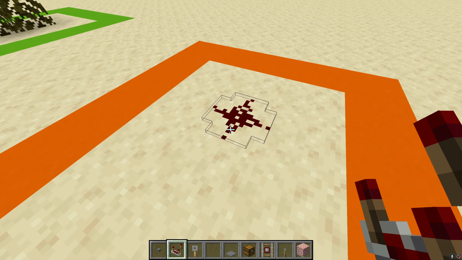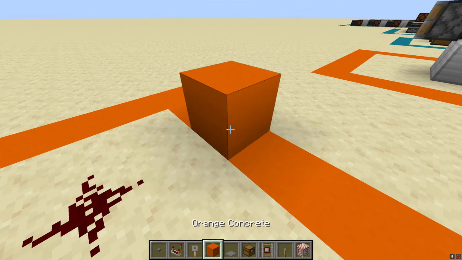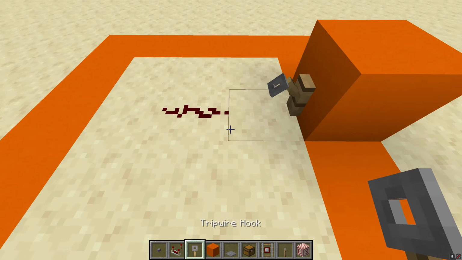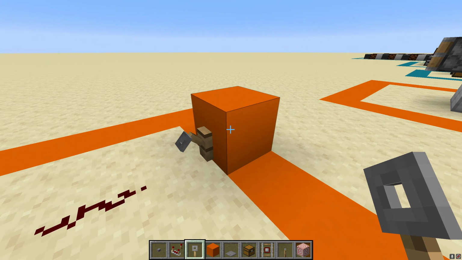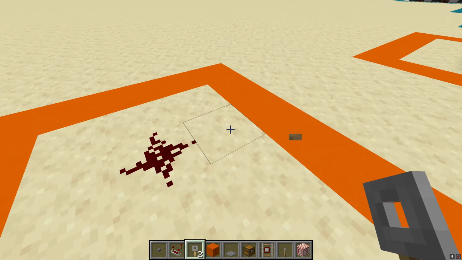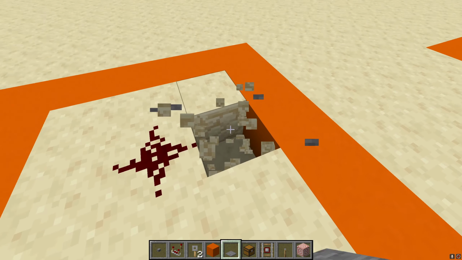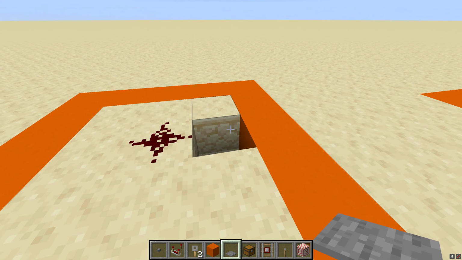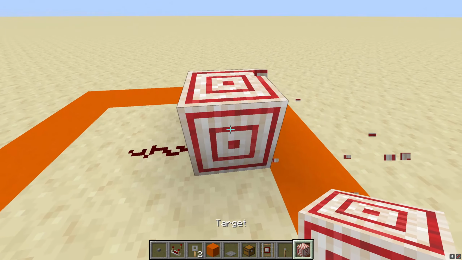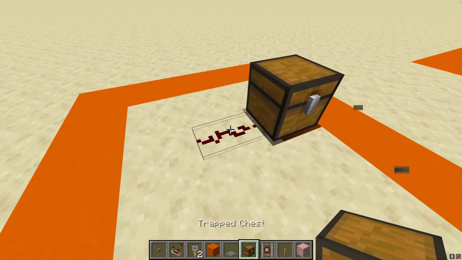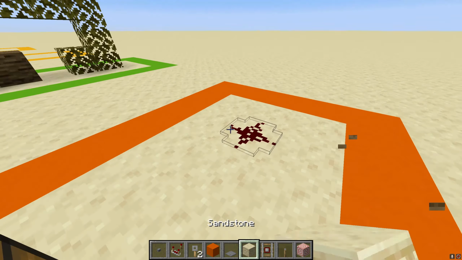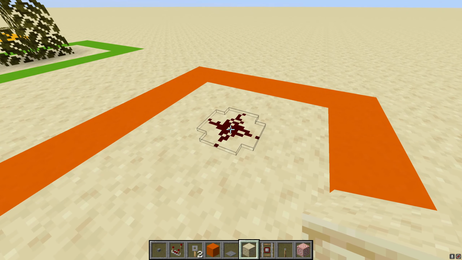As you can see, we have a piece of redstone dust right here, and if we place a tripwire hook on this block, it will redirect it. But say you don't have a block here, then you can't place a tripwire hook. Well, you have a stone pressure plate that redirects it. But say you don't have a block right here, then what do you use? You can't use any other block, so you use a target block, and so on and so forth. You can also use a trap chest. So these are just some things that you use to redirect redstone wire.